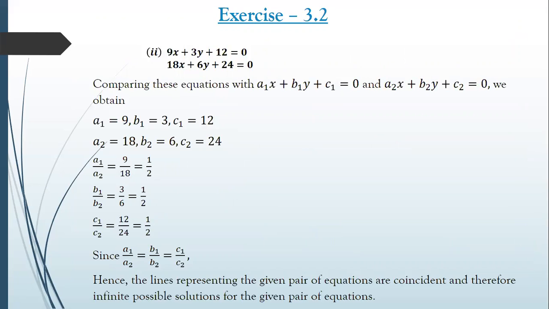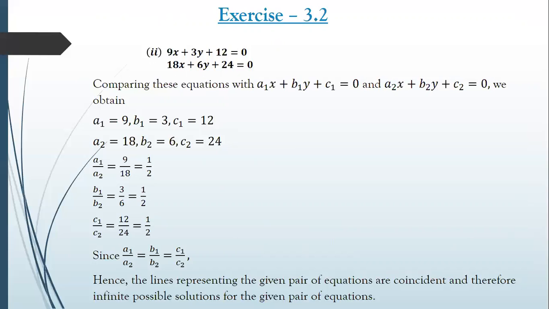The second equation is 9x plus 3y plus 12 equal to 0, 18x plus 6y plus 24 equal to 0. Again, comparing with the general form, we get that A1 is 9, B1 is 3, C1 is 12, A2 is 18, B2 is 6, C2 is 24.